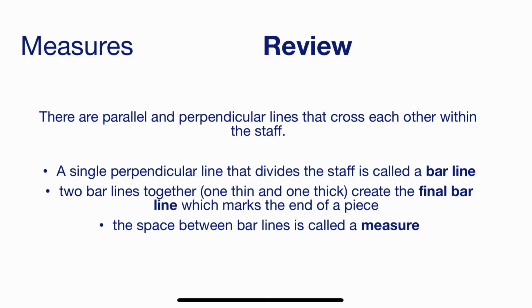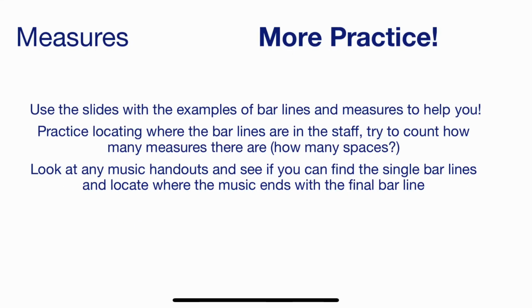For review, go back to the slides with the examples from the lesson, then practice locating where the bar lines are in the staff. Also try to count how many measures there are, or how many spaces. You can also look at any music handouts and see if you can find the single bar lines, and also locate where the music ends with the final bar line.